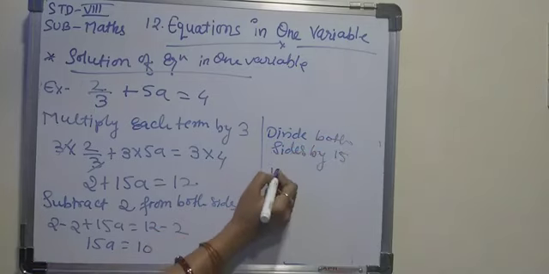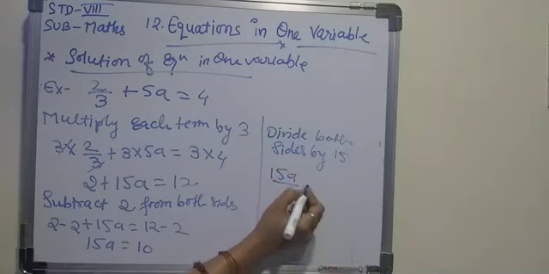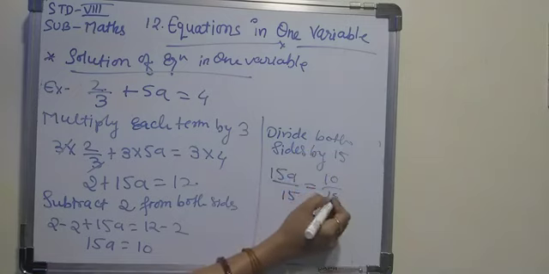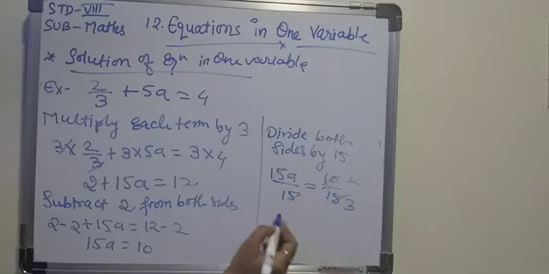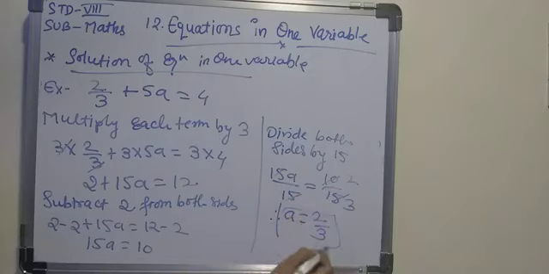So what you will get: 15a upon 15 is equal to 10 upon 15. Right? Here 5 twos are 10, 5 threes are 15, so 2 by 3. Therefore the value of a is 2 upon 3. Clear? So this is how you are going to solve the equation in one variable.